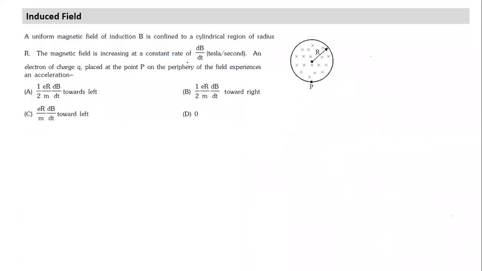A uniform magnetic field, again, in most cases cylindrically symmetric, is confined to a region of radius r. The magnetic field is increasing at a constant rate dB by dt, and an electron of charge q is placed at point P. So if the electron is placed here, the question is, we need to find the acceleration this electron will experience.